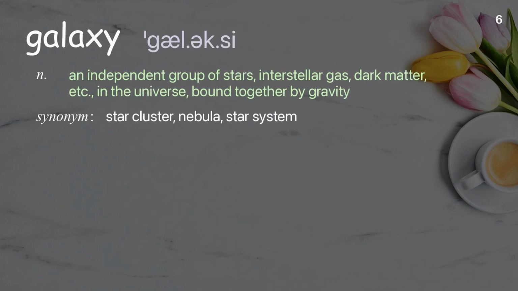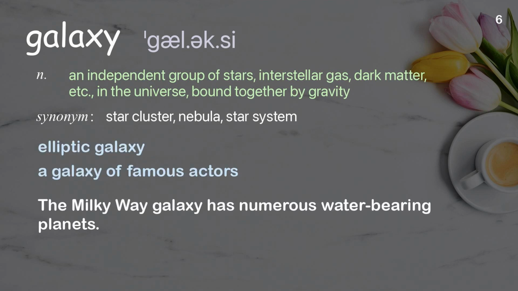Galaxy. An independent group of stars, interstellar gas, dark matter, etc., in the universe, bound together by gravity. Examples: Elliptic galaxy. A galaxy of famous actors. The Milky Way galaxy has numerous water-bearing planets.